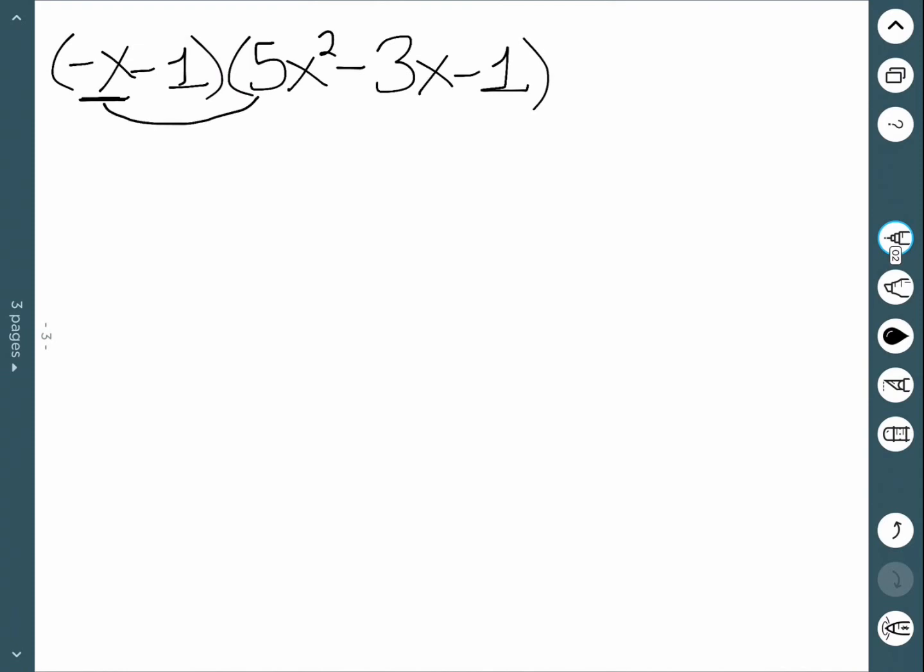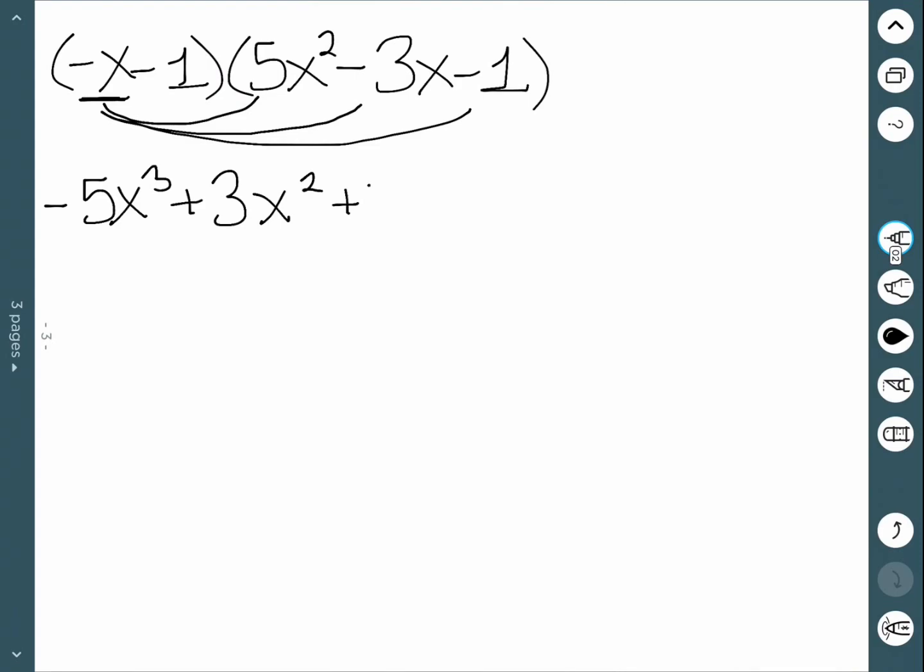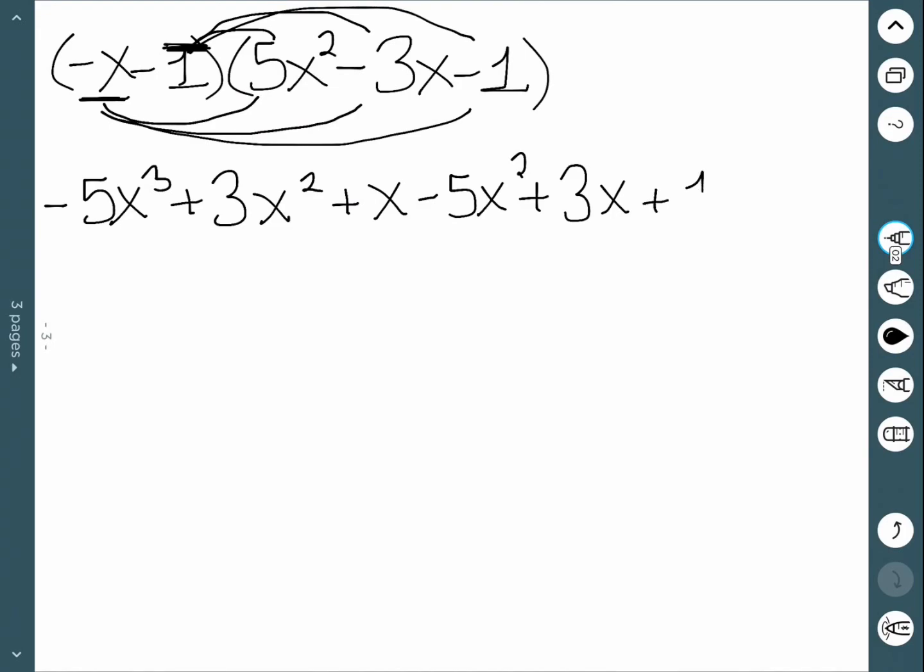So negative x times 5x squared would be negative 5x cubed. I have a negative x times negative 3x, which would be plus 3x squared. And then negative x times negative 1 is plus x. We then do the exact same thing with the second term in the first parenthesis, the negative 1. Negative 1 times 5x squared would be negative 5x squared. Negative 1 times negative 3x is plus 3x. And then negative 1 times negative 1 is plus 1.